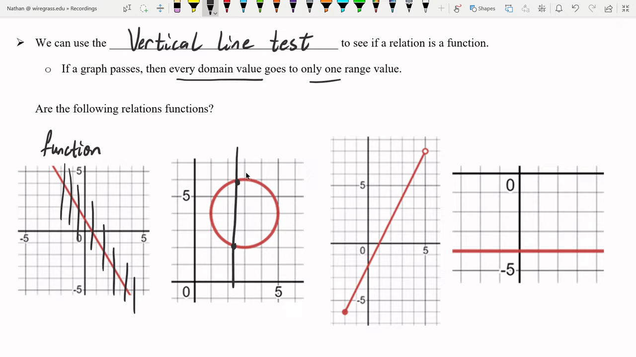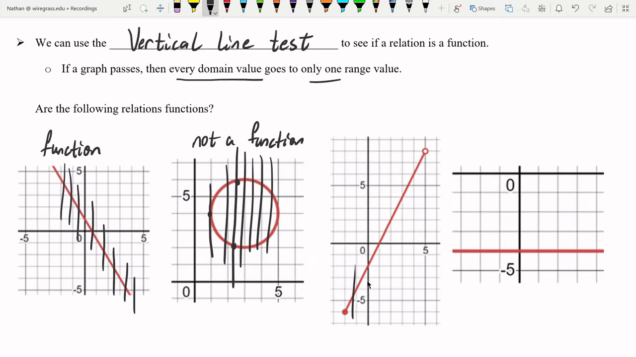Of course, on this one, I can create many vertical lines that cross twice. I can even create a vertical line that only crosses it once, right here on the very edge. This only hits it once, right there. But that doesn't matter. Only one vertical line needs to cross twice, and then it's not a function. You can have infinitely many vertical lines that don't, but if one does, then it's not a function. This one, of course, has many vertical lines, so this is not a function.